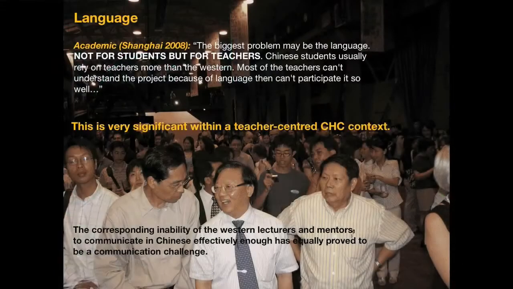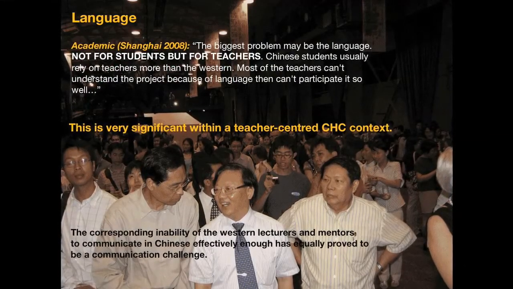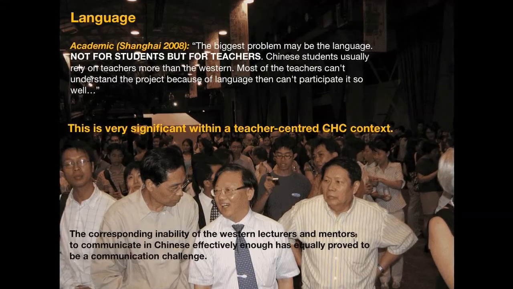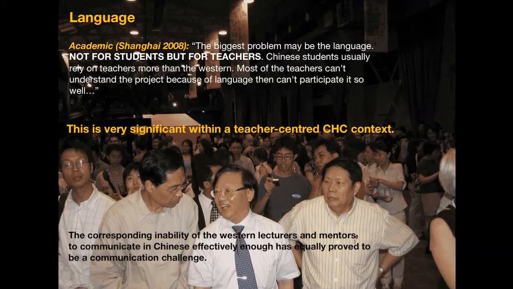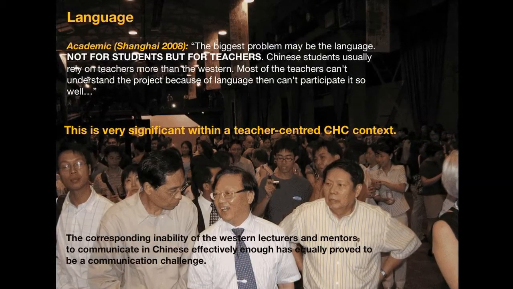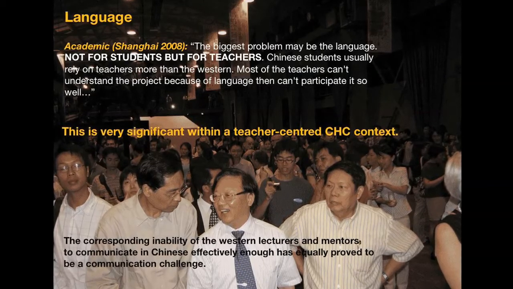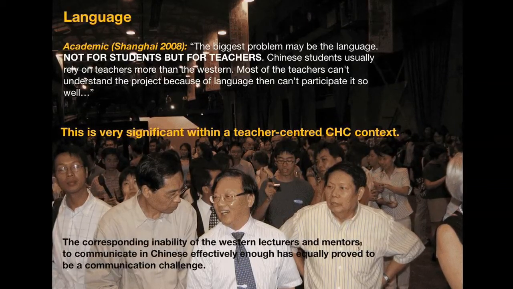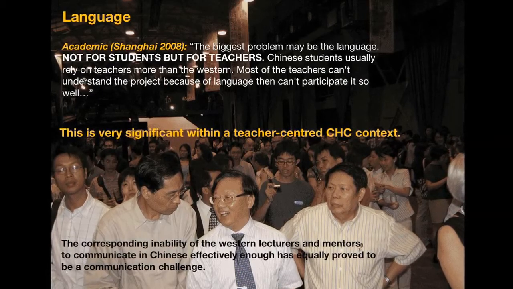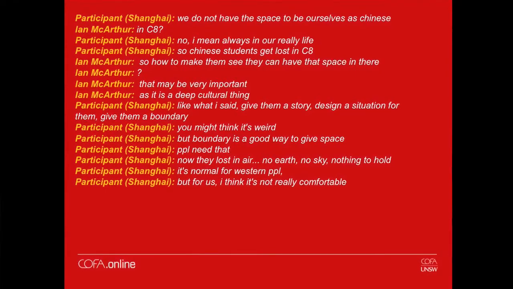One of the big differences between what happens in Chinese classrooms and what happens in Australian classrooms is that Chinese classrooms tend to be very teacher-centred. Therefore the issue of language is an important one in what we're doing in regard to the input of Chinese lecturers. And correspondingly, because of that teacher-centeredness, the input of Chinese students as well.